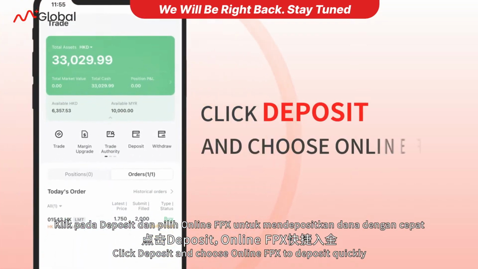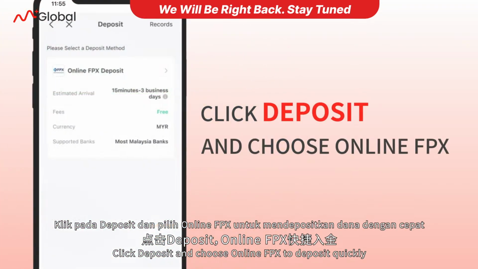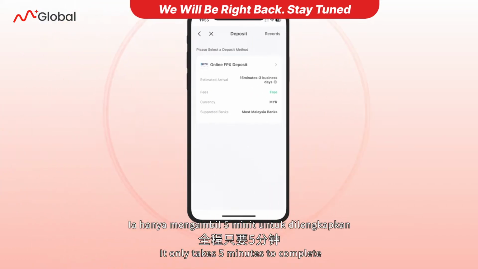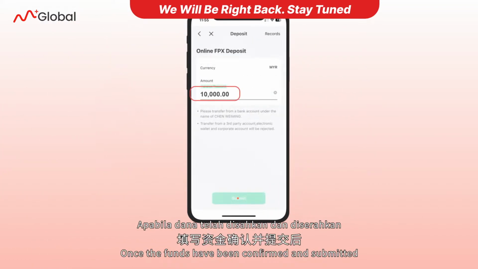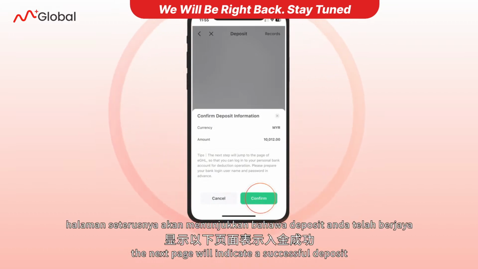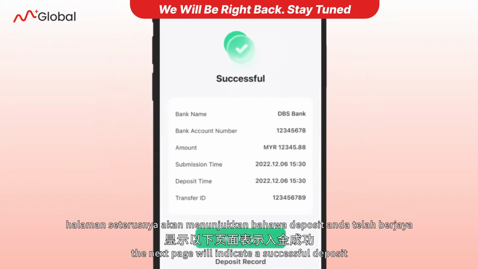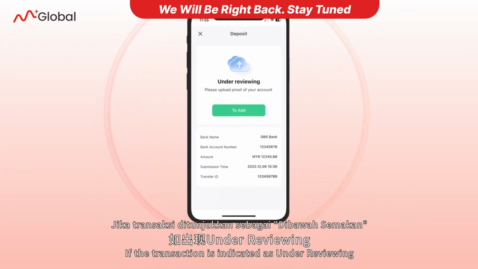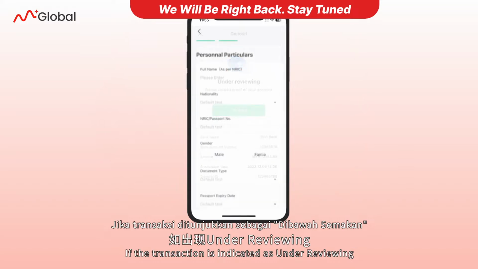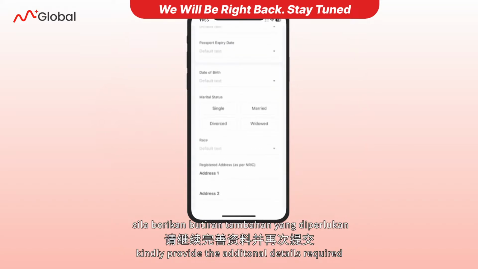Click Deposit and choose Online FPX to deposit quickly. It only takes 5 minutes to complete. Once the funds have been confirmed and submitted, the next page will indicate a successful deposit. If the transaction is indicated as under reviewing, kindly provide the additional details required.